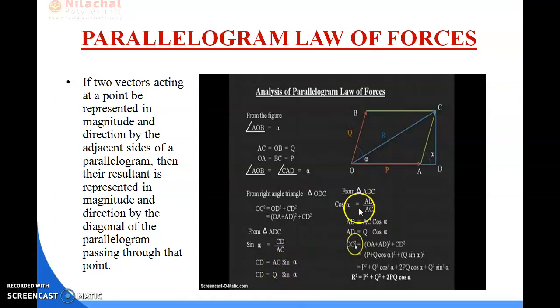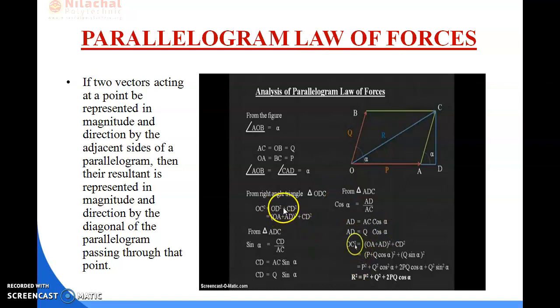Okay, next, whenever we find sine alpha, we can also find cos alpha, because here we find the horizontal and the vertical components. So now we take horizontally cos alpha. What is the formula of cos theta? That is A by C. So the formula is here AD by AC. So now we can find AD. AD equals AC into cos alpha. So here we get AD equal to Q cos alpha.